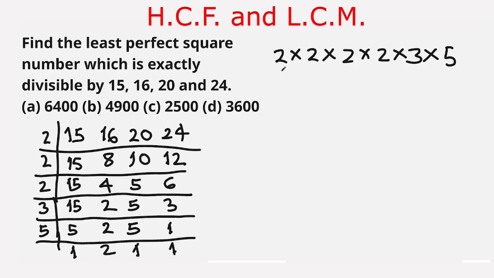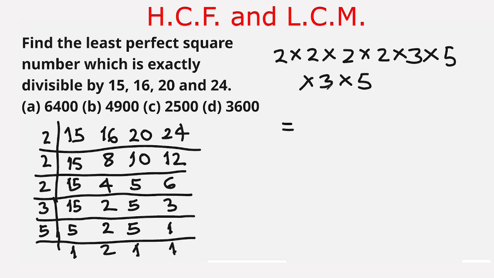2 multiplied by 2 is a pair, again 2 multiplied by 2 is a pair, but we need one more 3 and one more 5 to make it a pair so that it becomes a perfect square. So we multiply these by one more 3 and one more 5.